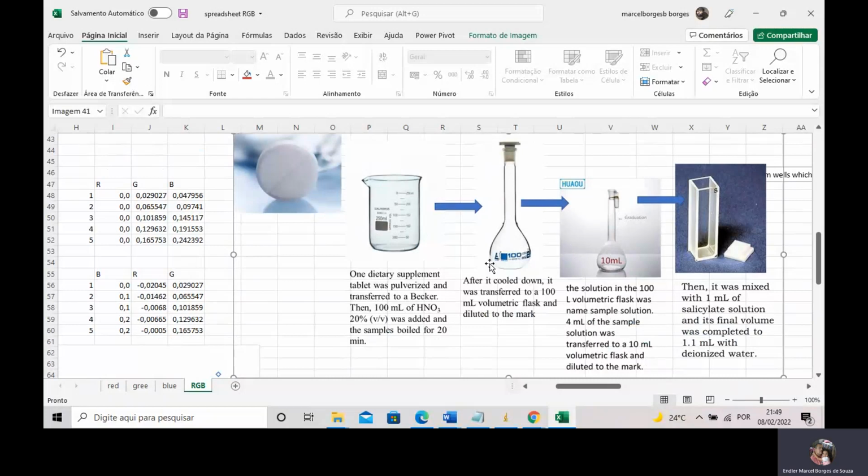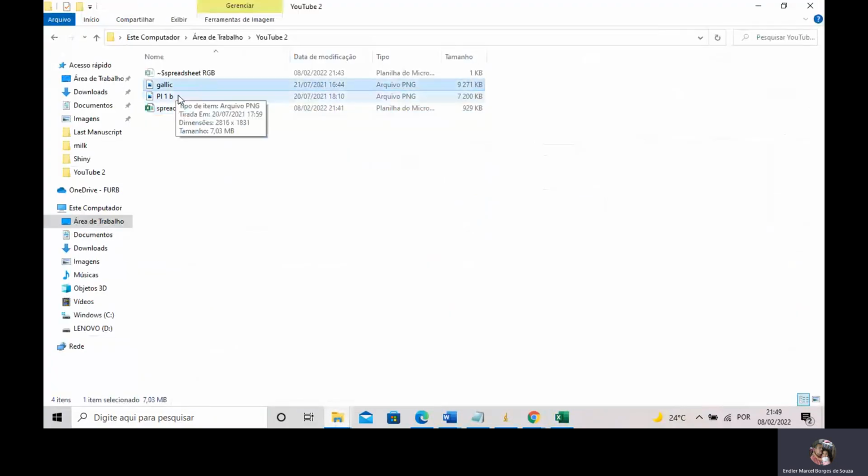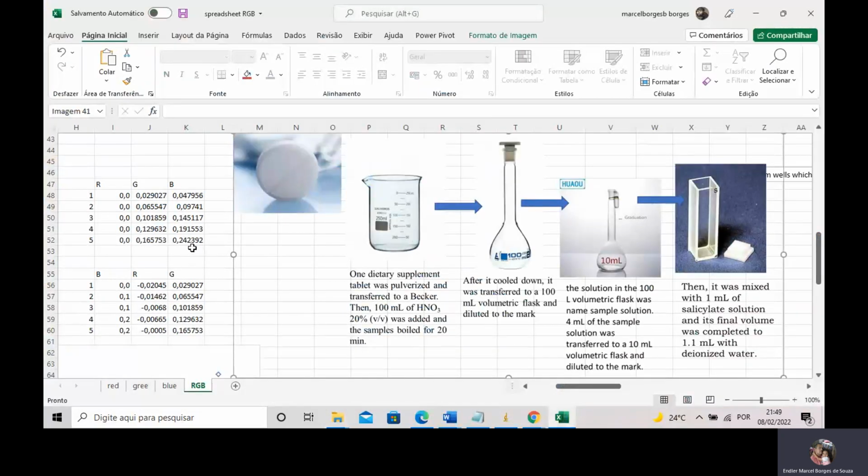So you have this page that was provided in a link in the description of this video. You have this spreadsheet that I am showing here for you. This spreadsheet will be used to organize the data taken from the digital image.